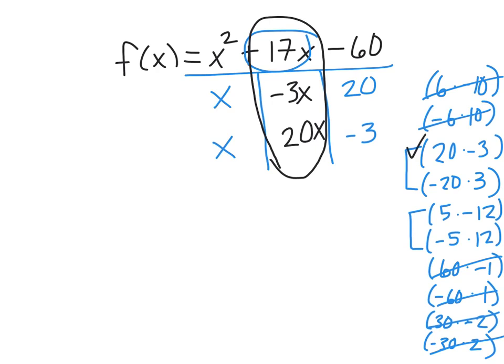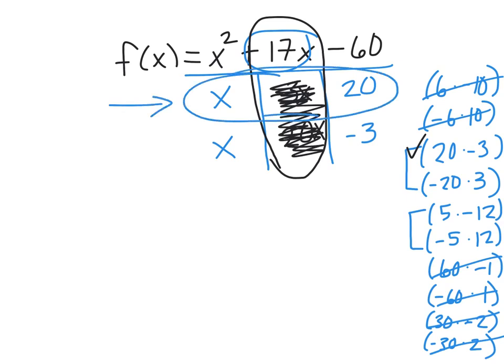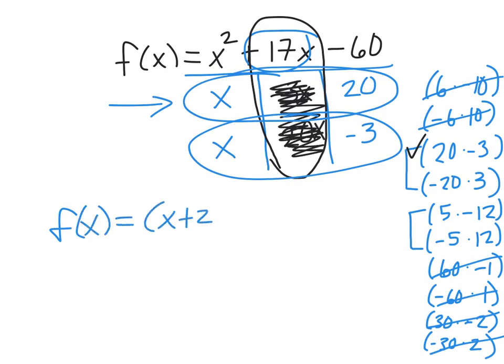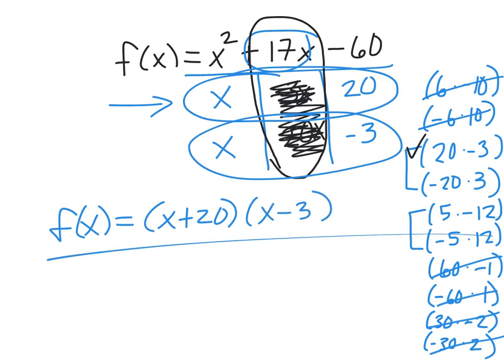Okay? Now that we found our answer, eliminate the middle. The middle is just to check our work. And our solutions are, as always, horizontally. Here and here. So f of x equals x positive 20, or x plus 20, and x minus 3, or x negative 3. That's my solution.